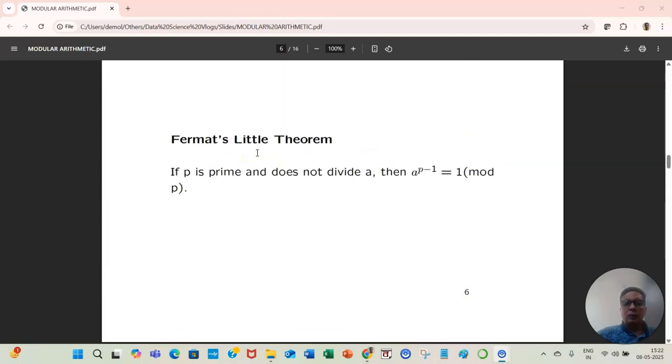Now let us look at some applications. Fermat's little theorem: if p is prime and does not divide a, then a to the power p minus 1 ≡ 1 mod p. The proof is omitted, but this statement was first proved by Fermat, and this is known as Fermat's little theorem.